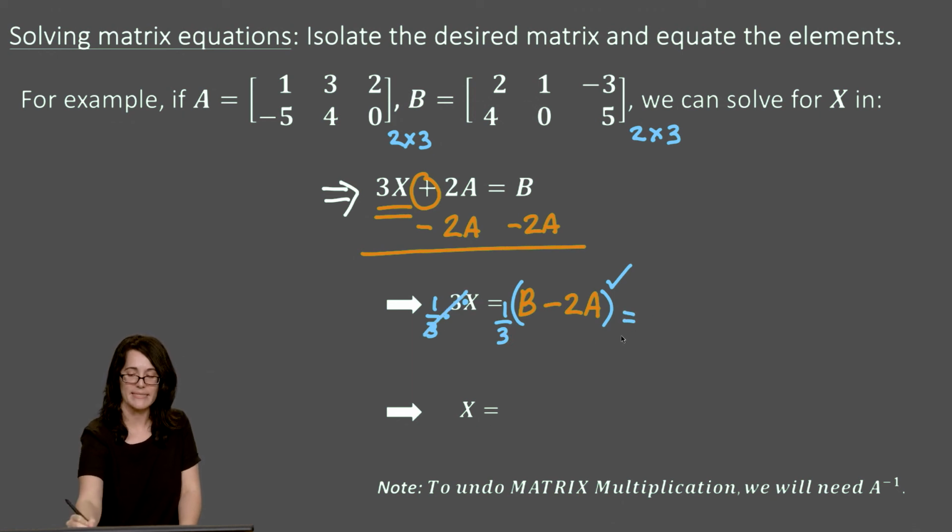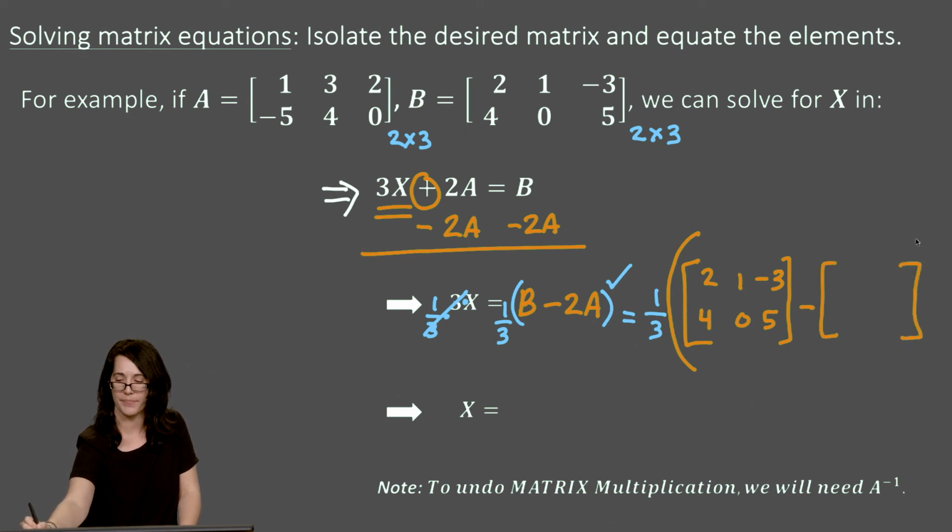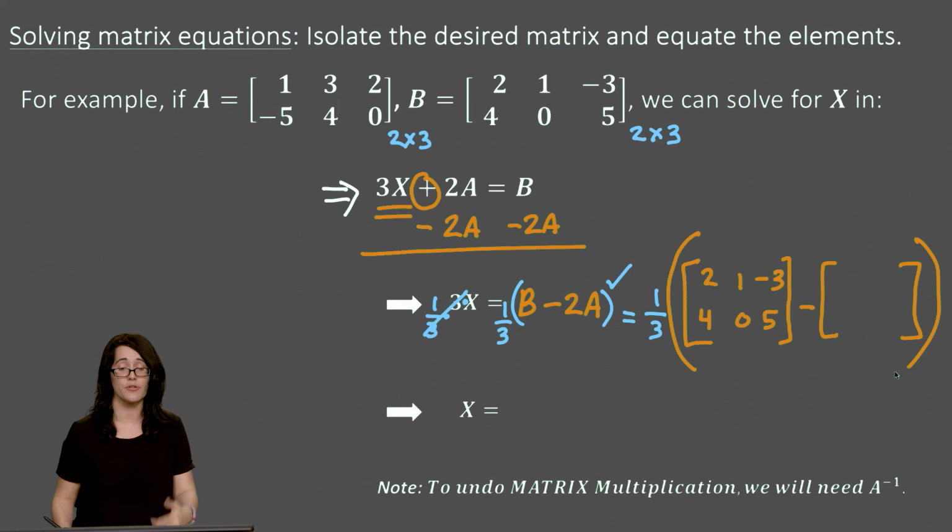Now I would get X by itself on the left, and I would have 1/3 of the result of taking matrix B, which I'll just copy here. Matrix B was 2, 1, negative 3 for row 1, and 4, 0, 5 for row 2. And now I'm going to be subtracting twice matrix A. So what was twice matrix A? You can try that on your own. That's right, it's going to be 2, 6, 4, negative 10, 8, and 0 when you double those entries.